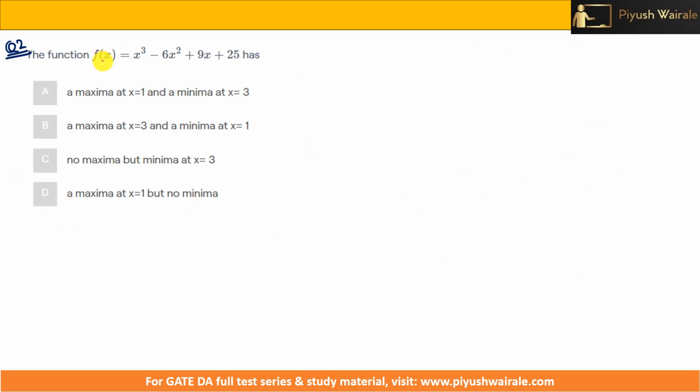Okay, so here the function is given to us and we need to find out maxima or minima, right? So the same steps we can apply. Take the derivative of f of x, that is basically x cube, so 3x square minus 12x plus 9, right? Find out the stationary point. So f dash of x equals to 0.